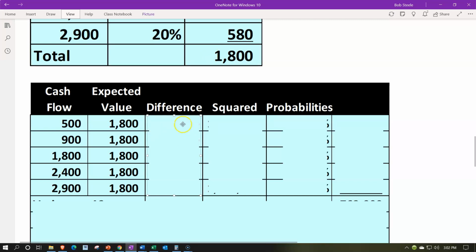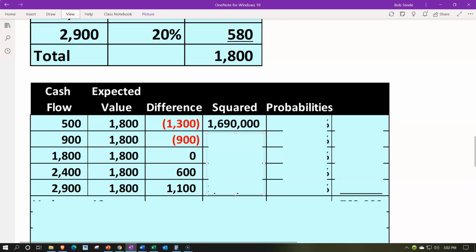We take the difference between each cash flow and the expected value. The 500 minus the 1,800 is negative 1,300. 900 minus the 1,800 is negative 900. 1,800 minus 1,800 is 0. 2,400 minus 1,800 is 600. 2,900 minus 1,800 is 1,100.